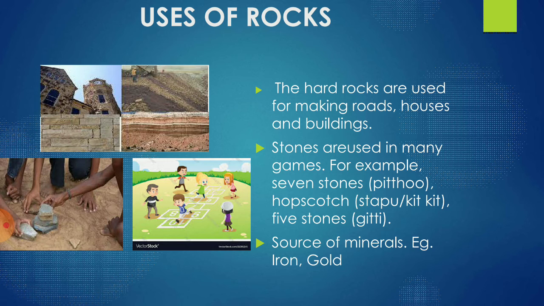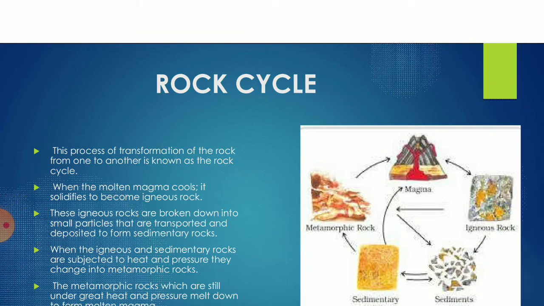They are sources of minerals, for example, iron and gold, right? So rocks are the main source of minerals. Soil is also from the rocks. Chemicals found in some sedimentary rocks are also used to make fertilizer.